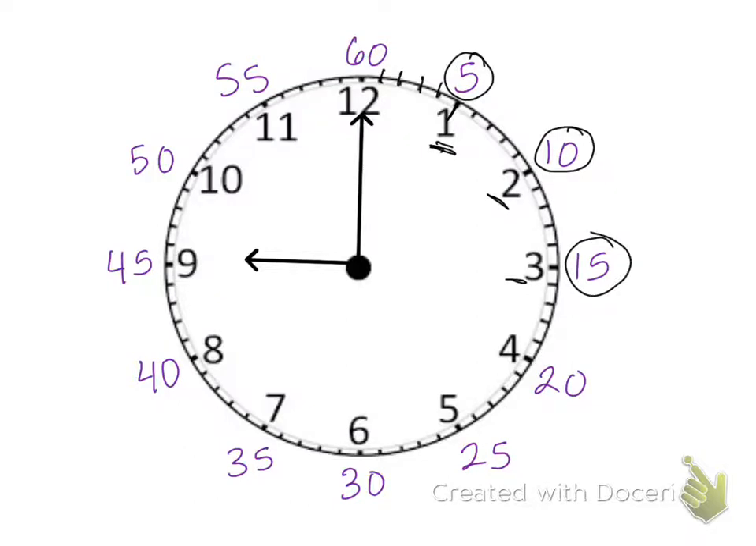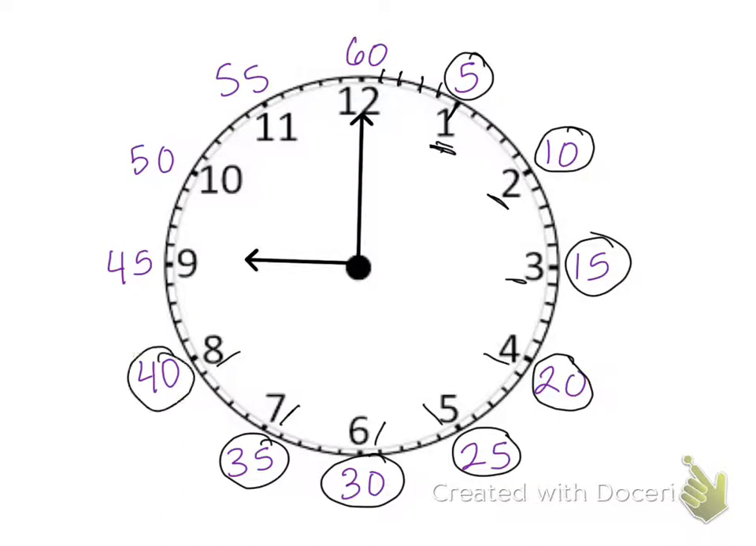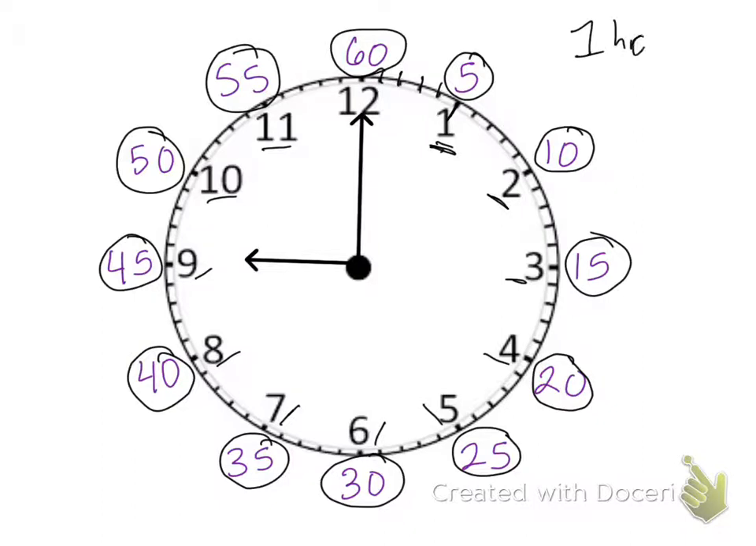So if we count all the way around, at the 4, it's 20 minutes. The 5 would be 25. The 6 is 30 minutes. The 7 is 35 minutes. The 8 is 40 minutes. The 9 is 45 minutes. The 10 is 50 minutes. The 11 is 55 minutes. And the 12 represents 60 minutes when I go all the way around. So 1 hour is the same as 60 minutes. And I use MIN as an abbreviation.